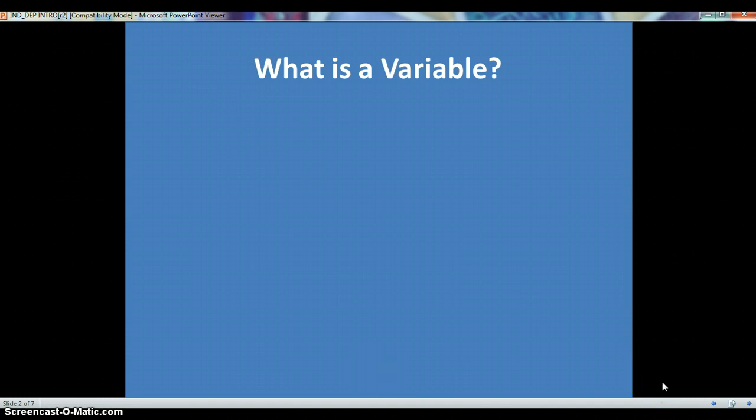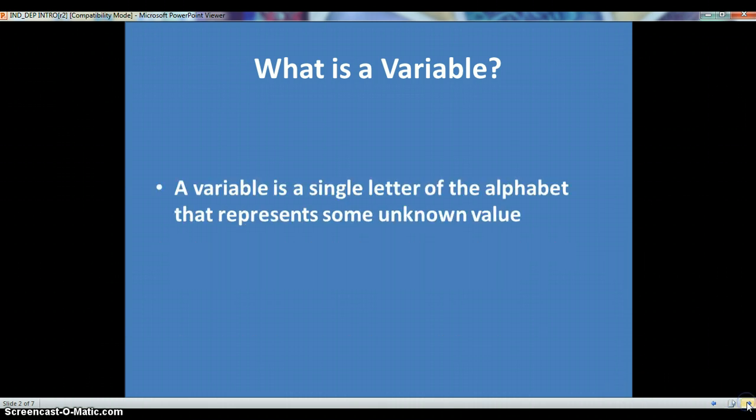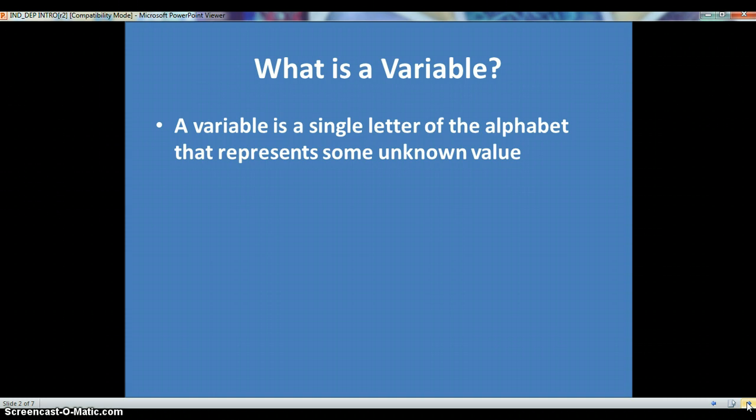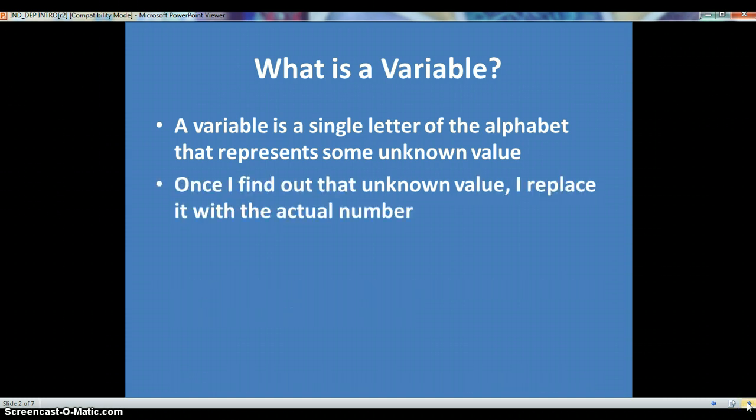All right, so independent, dependent. What is a variable? Well, most of you already know a variable is a single letter of the alphabet that represents some unknown value. Once I find out that unknown value, I replace it with the actual number. For example, if I don't know the number of books on a bookshelf, I might call it B. Now when I find out that there are 5 books on the bookshelf, I will then turn it into B equals 5.